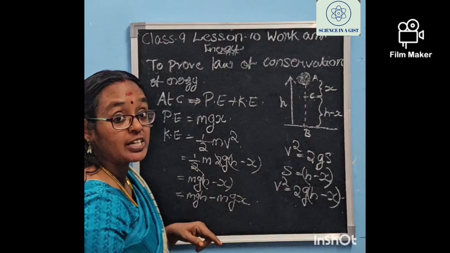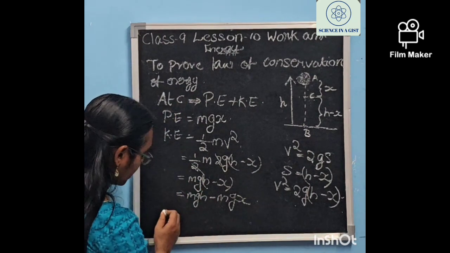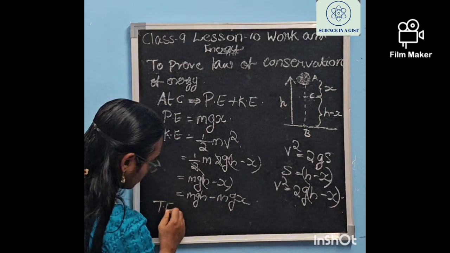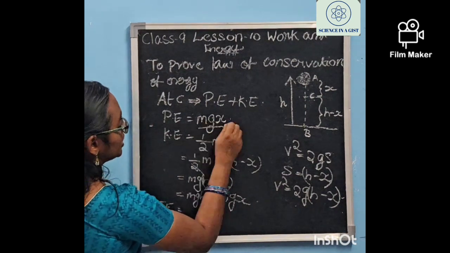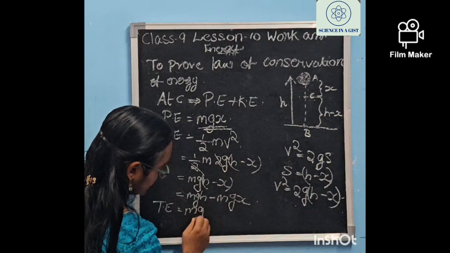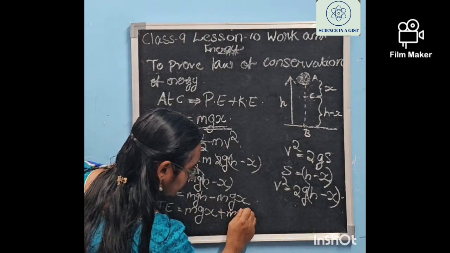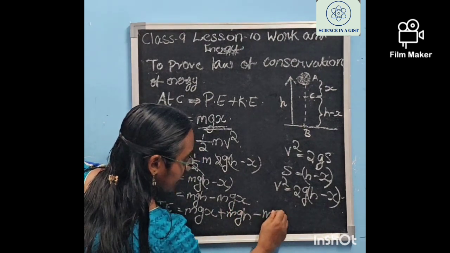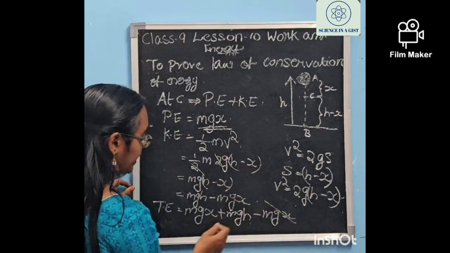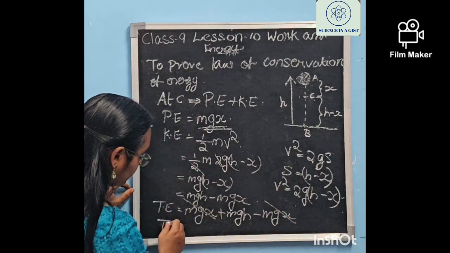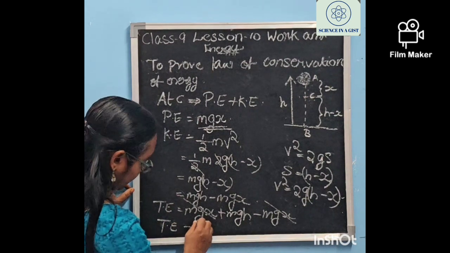It is the sum of potential energy as well as kinetic energy, isn't it? So total energy is equal to, what is potential energy? mgx, mgx plus mgh minus mgx. This gets cancelled and this gets cancelled. So the total energy is what? Total energy is again mgh.